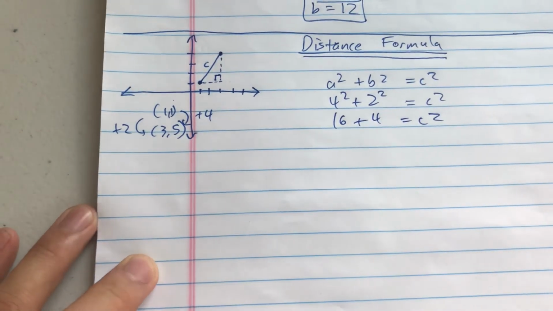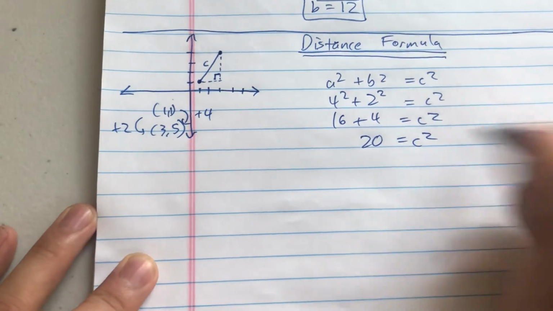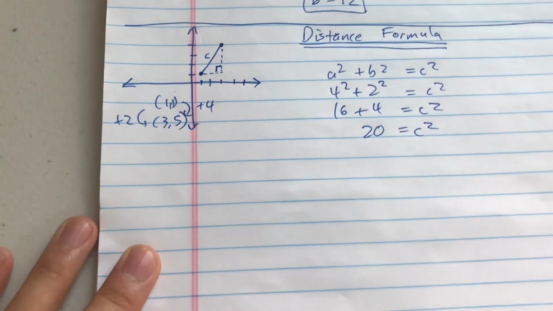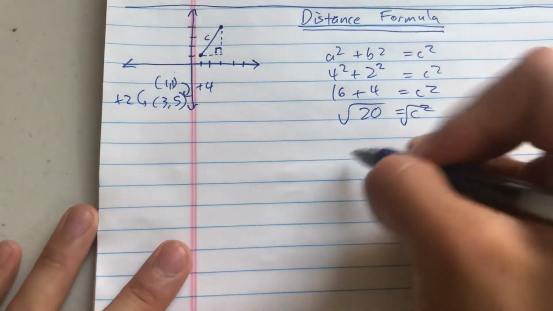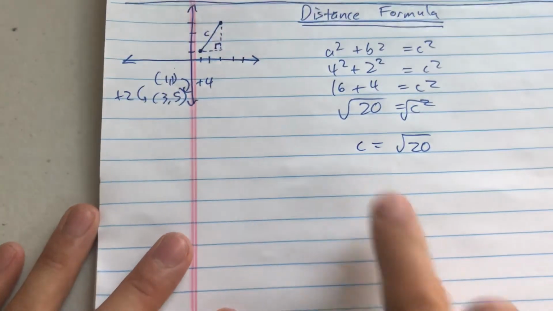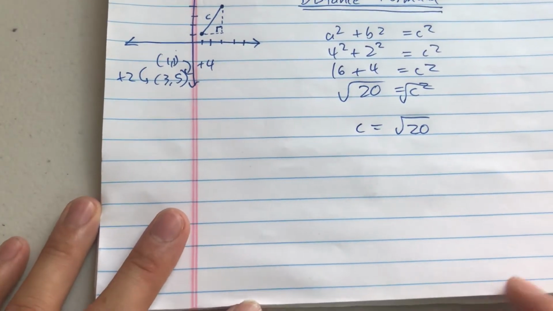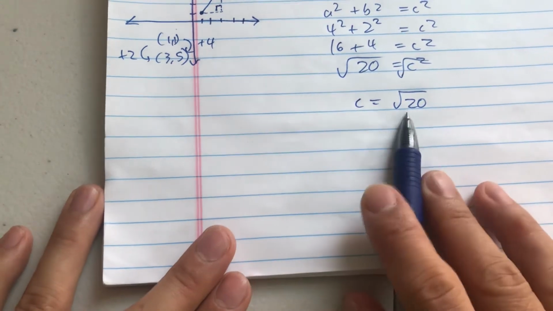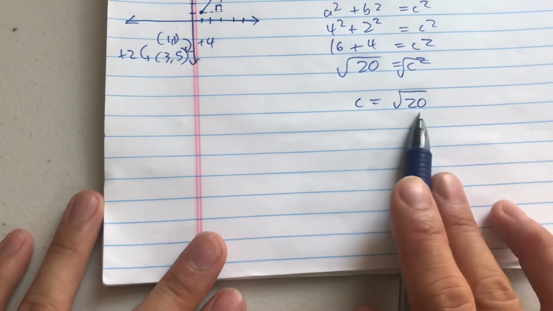At this point, 16 plus 4 is going to be 20. And so in order to get to the final answer, we simply take the square root of both sides, right? So c is equal to the square root of 20. But this is not the final answer. Why is this not the final answer? Well, it's because 20 is not simplified, right? It can be simplified even further.